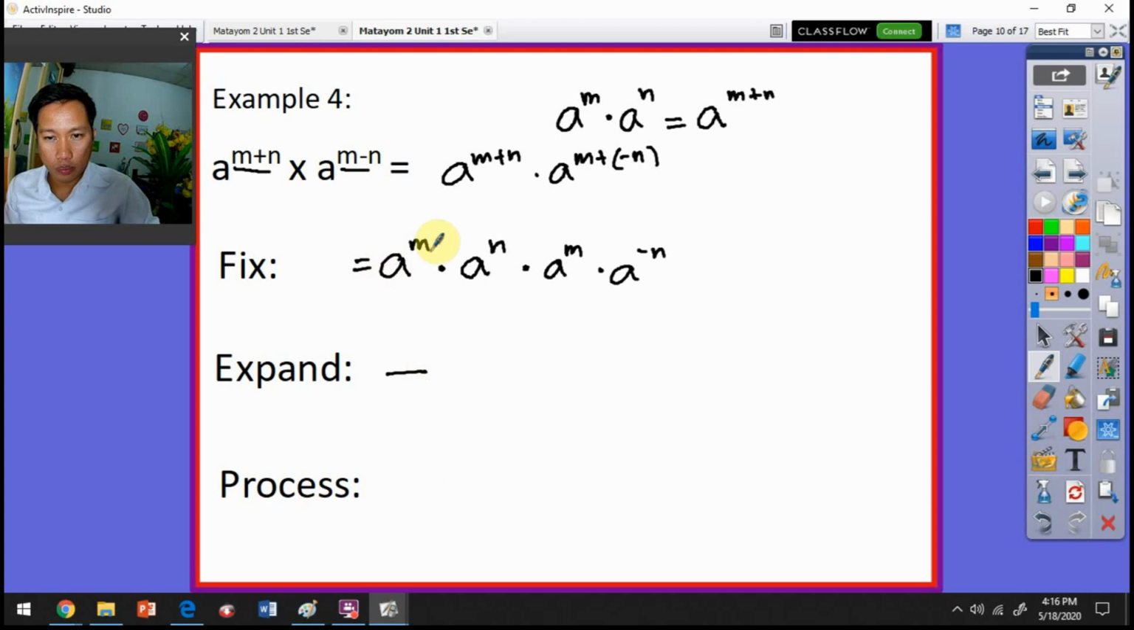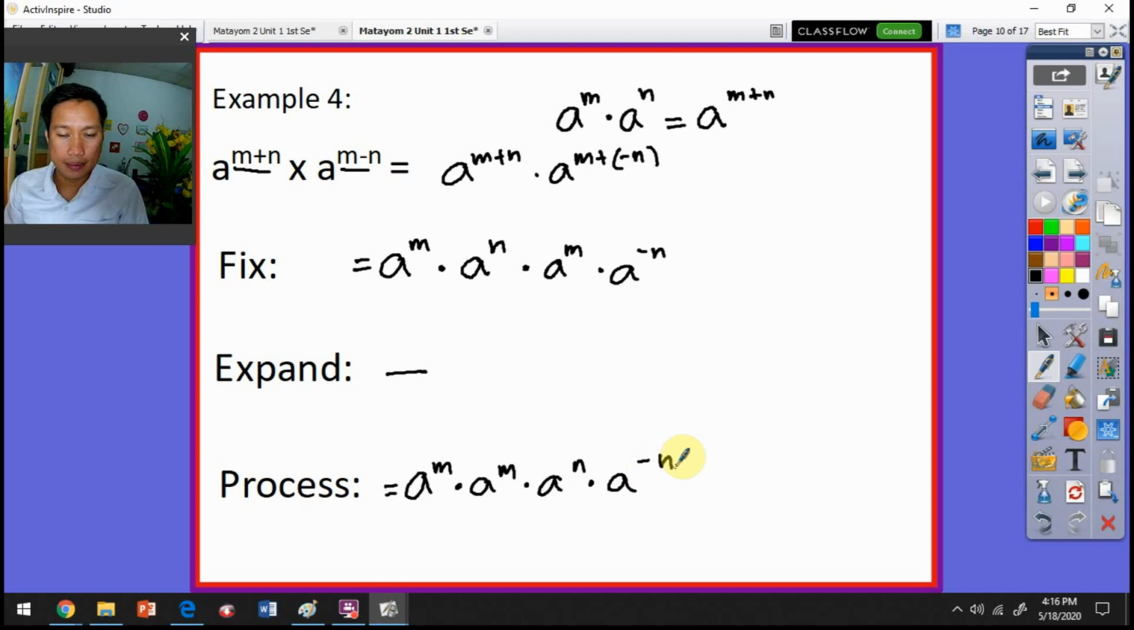So what we will do is combine this together: a^m times a^m times a^n times a^negative n. Now we add this m together.